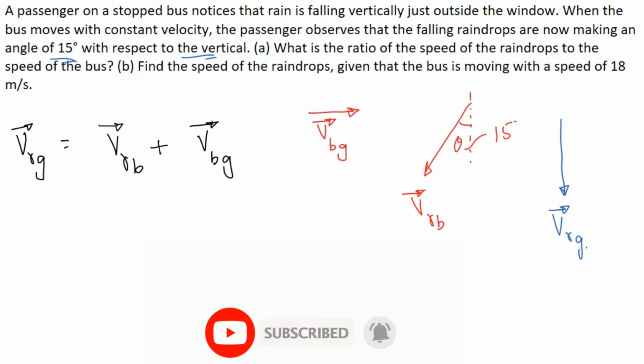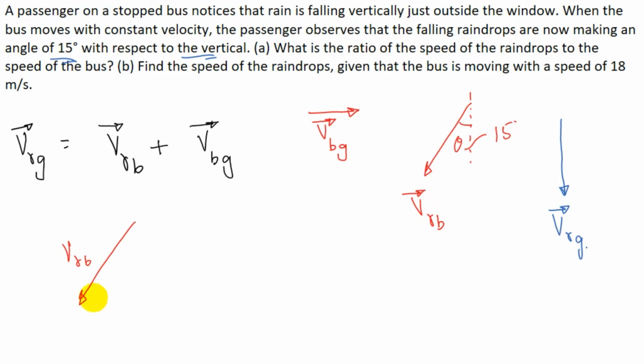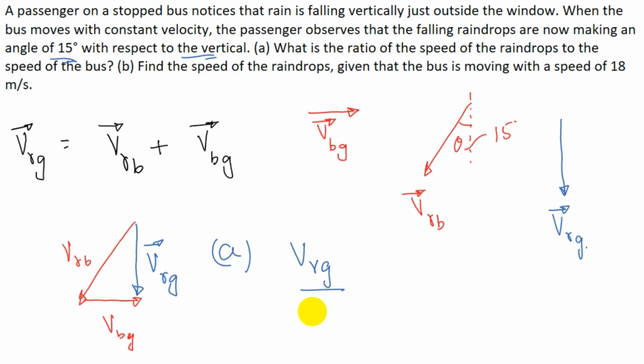And we can also make a vector diagram for this. So this is VRB, and this is VBG. And VRG will be shown by this vector. So this is VRG. So it's basically a right angle triangle. And what we need to find in the A part is the ratio of the speed of the raindrop divided by the speed of the bus.